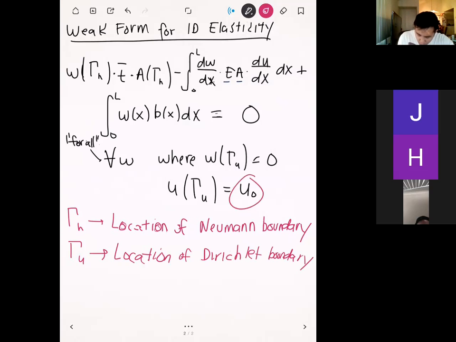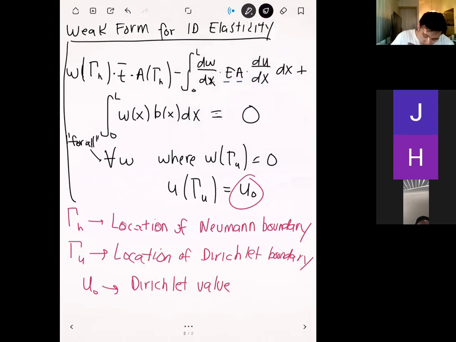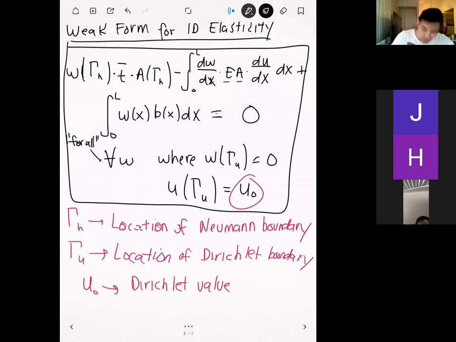And then just one more thing, u naught right here is our specified Dirichlet value. Okay. And so let's put a box around this. And so there's our weak form.